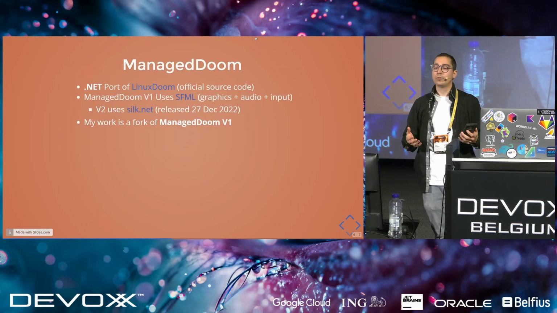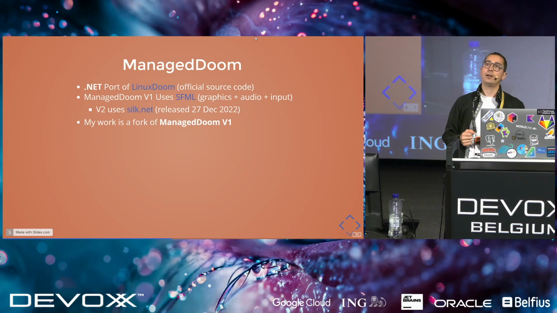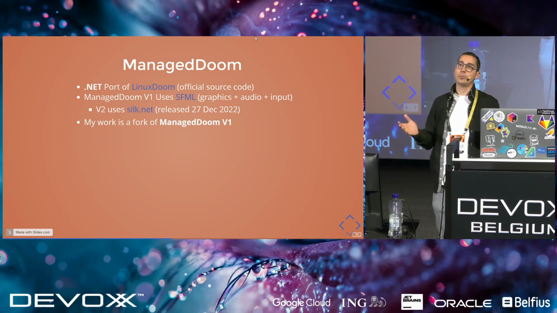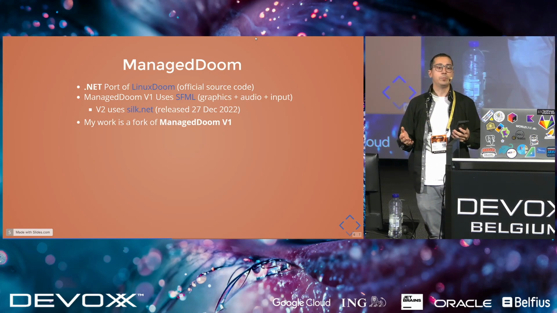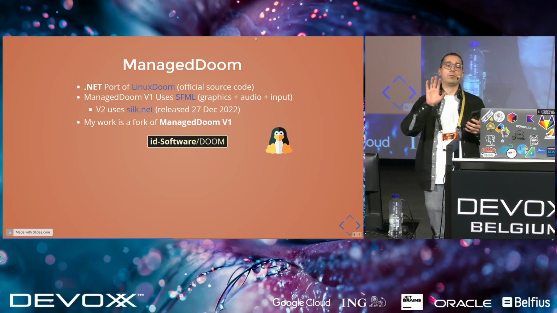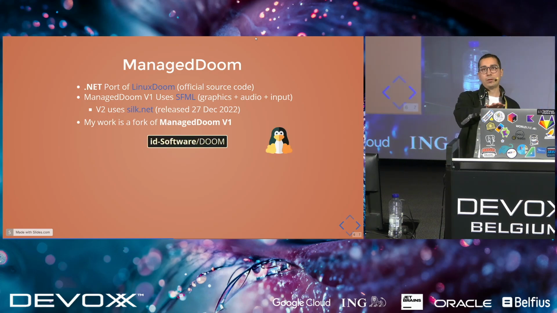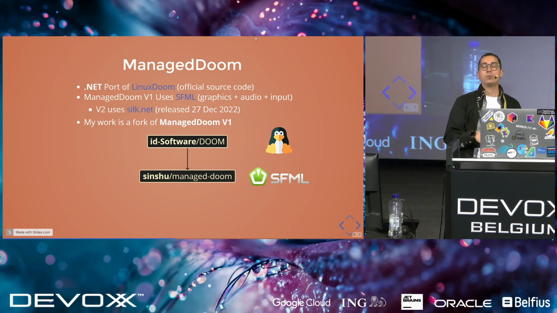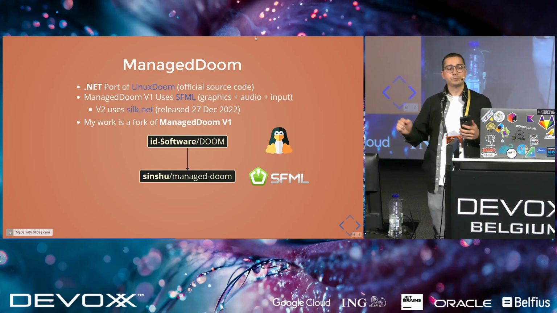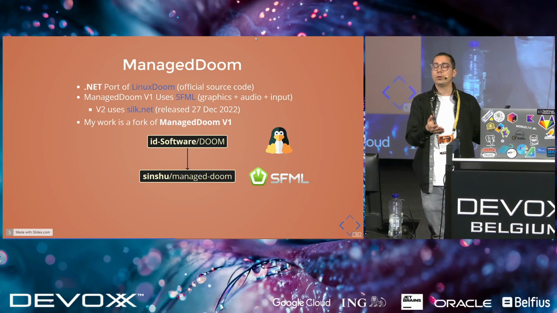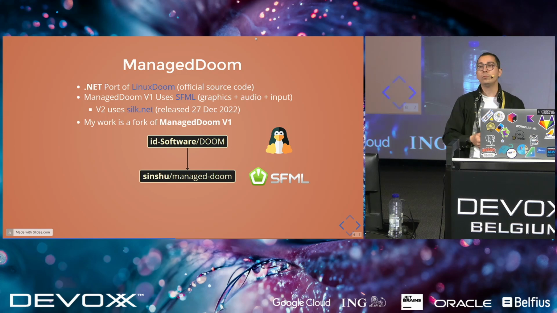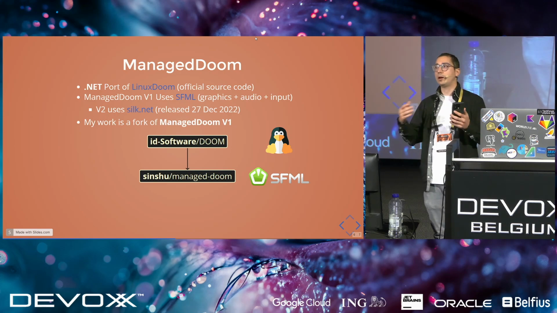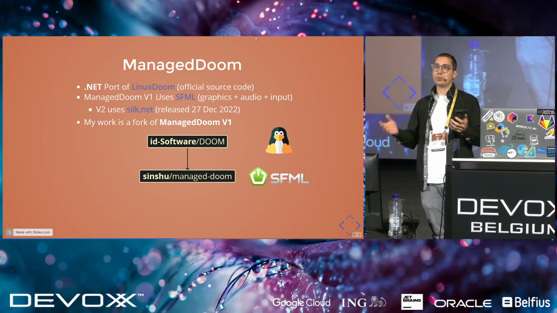So on my side, more concretely, I didn't start from scratch. It's game porting. So where did I start from? I started not from this. There is the official source code of Doom published by ID Software. This source code has been ported to .NET on the desktop by a GitHub user called Sinchu. He named his port ManagedDoom, so you can play Doom on your desktop, thanks to .NET.